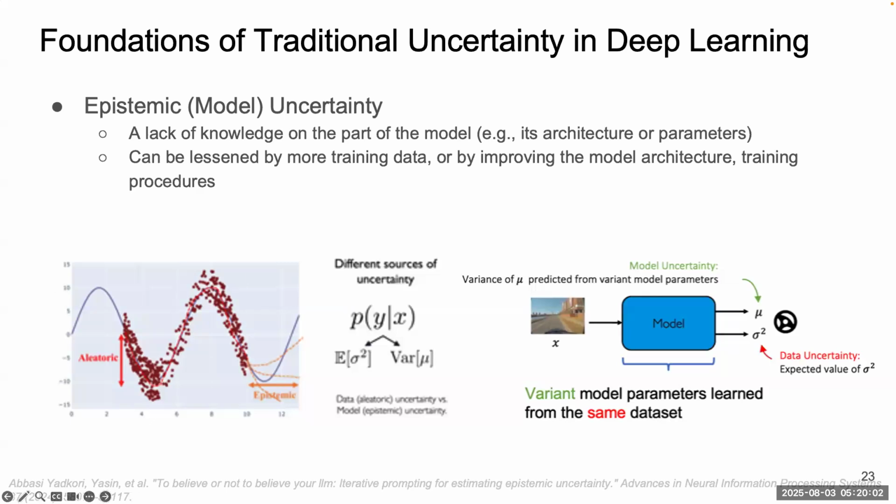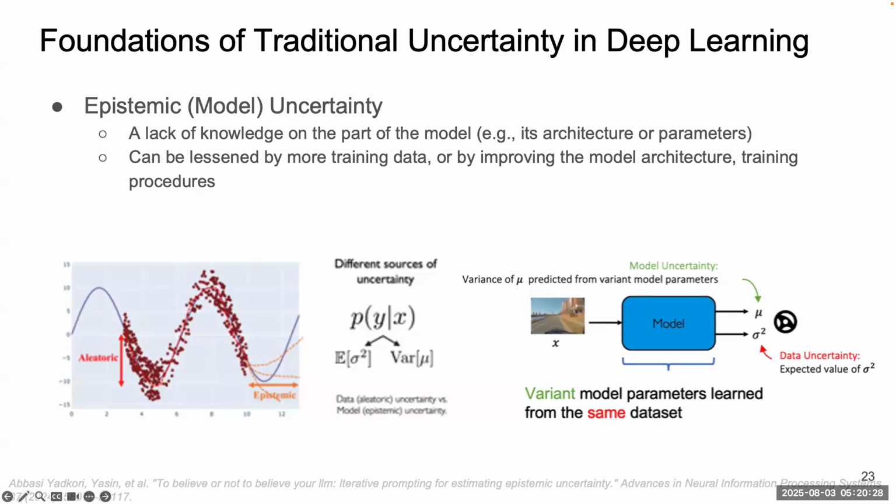So even if you have the same data set, you can still have varying model parameters learned from that same data set, so your predictions on the uncovered area could be very different. That is how people measure the model uncertainty, right? Any questions here about the data uncertainty and model uncertainty?